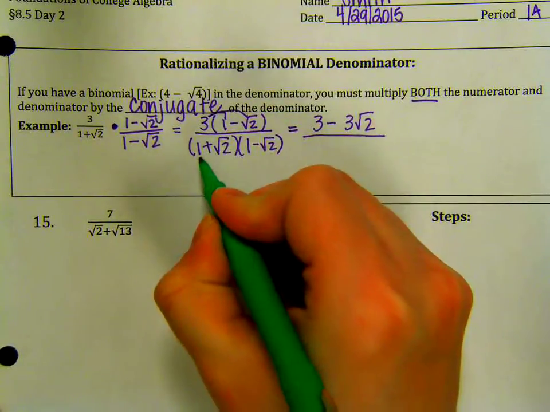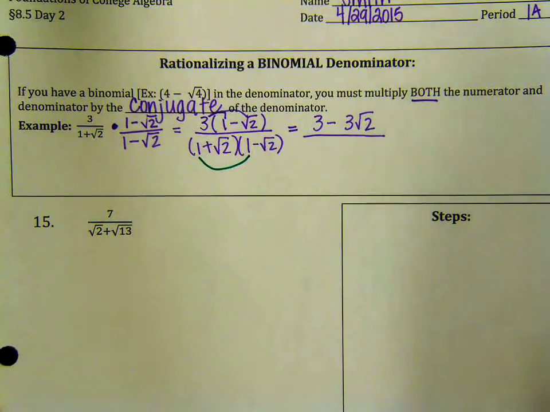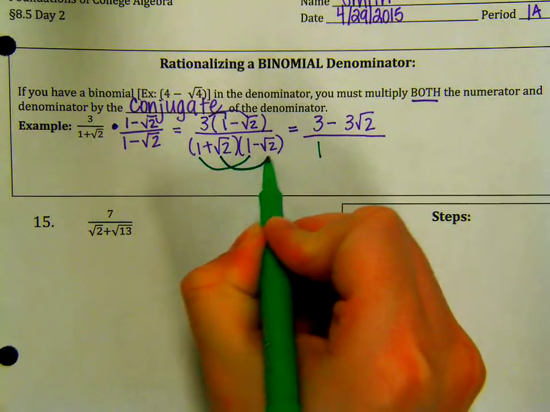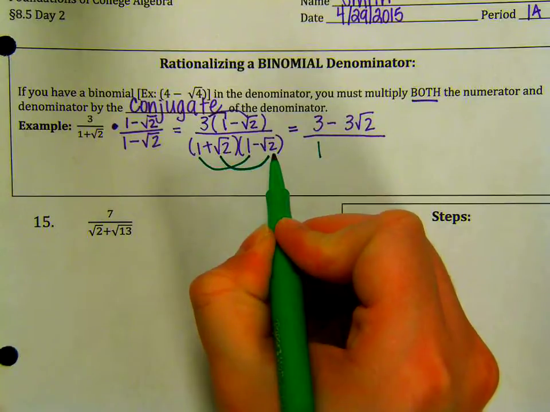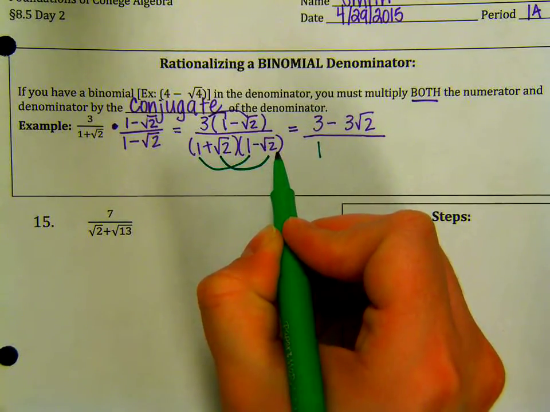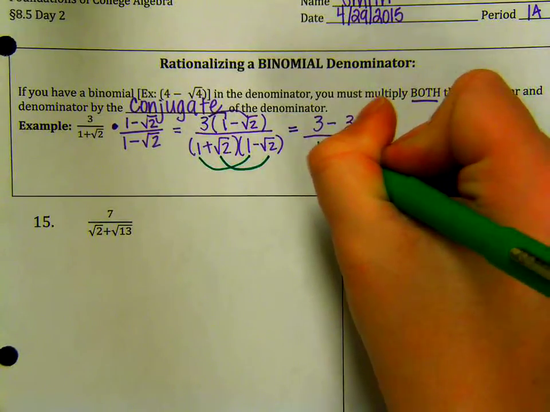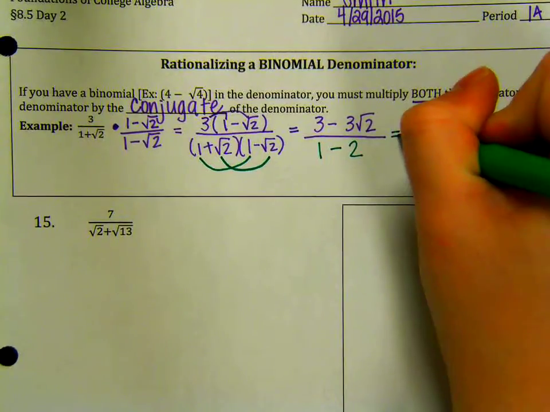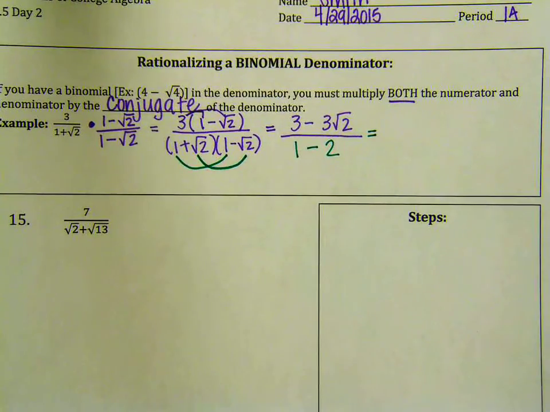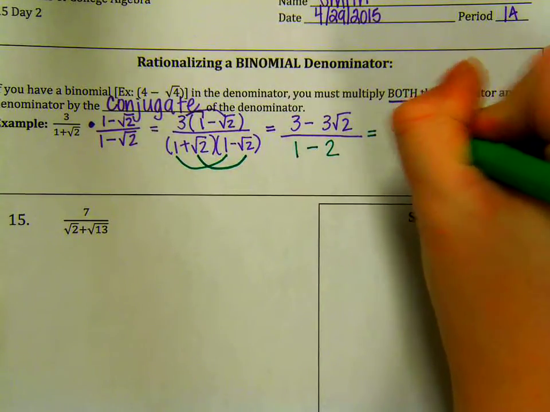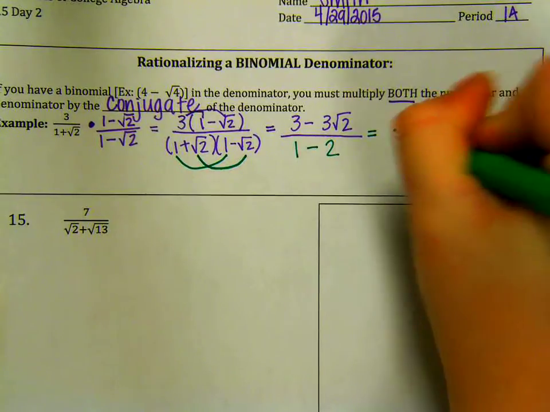So 1 times 1 is just 1. And then multiply the second two terms together. So square root of 2 times the square root of 2. So what's 2 times 2? What's the square root of 4? 2. So it just becomes 2. And then you put a minus sign in between. So instead of doing that entire box method for that problem, you could just do this. The only thing you have left is a little bit of simplification. So 1 minus 2 is negative 1. So I have 3 minus 3 root 2 over negative 1.